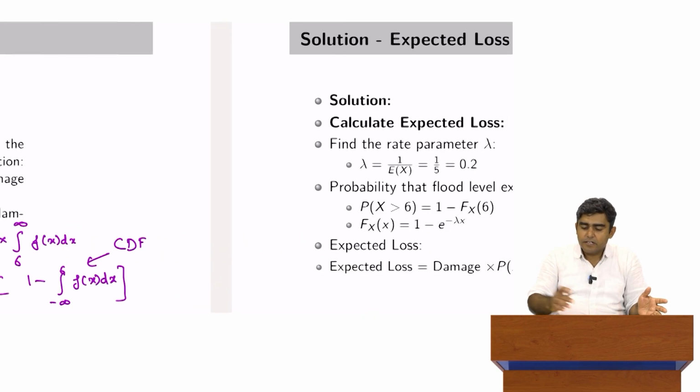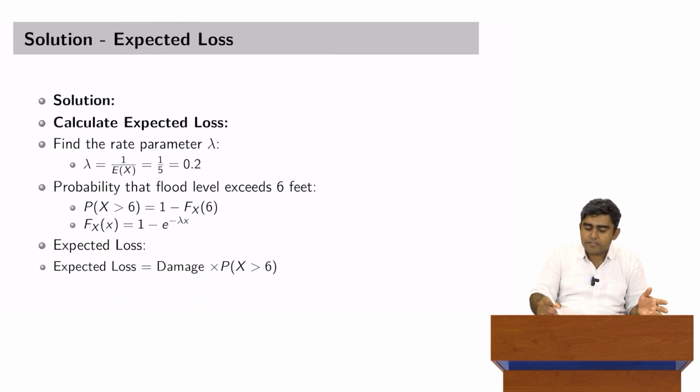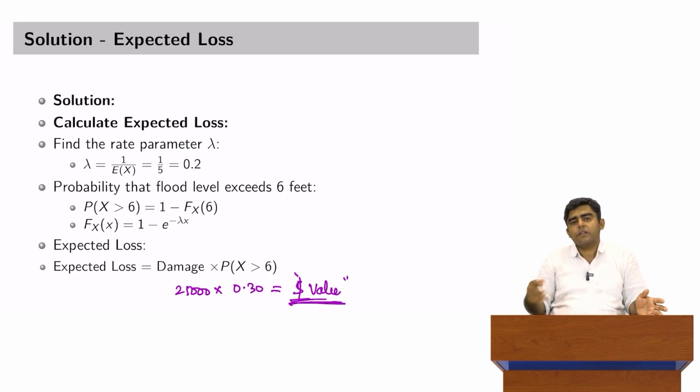In this case, it simply becomes probability of X greater than 6 multiplied by damage. Our damage in this case was around 25,000, and we already determined that probability of X greater than or equal to 6, given that X follows exponential distribution, to be around 30%. And hence you can do this particular math, but this is our dollar value, or the expected losses associated when flood exceeds 6 feet.